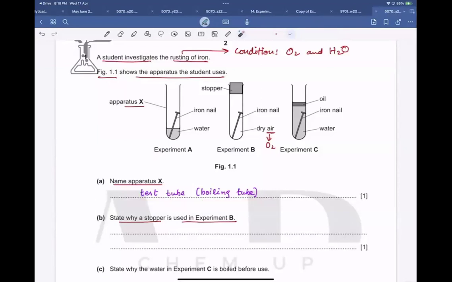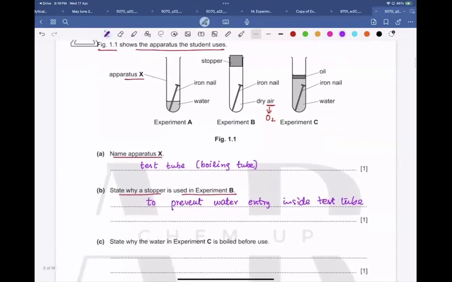So why do we put a stopper over here? There is air inside, which means oxygen is there. So we prevent water from entering the test tube. So here you will write: to prevent water entry inside the test tube. Is this clear to all of you?